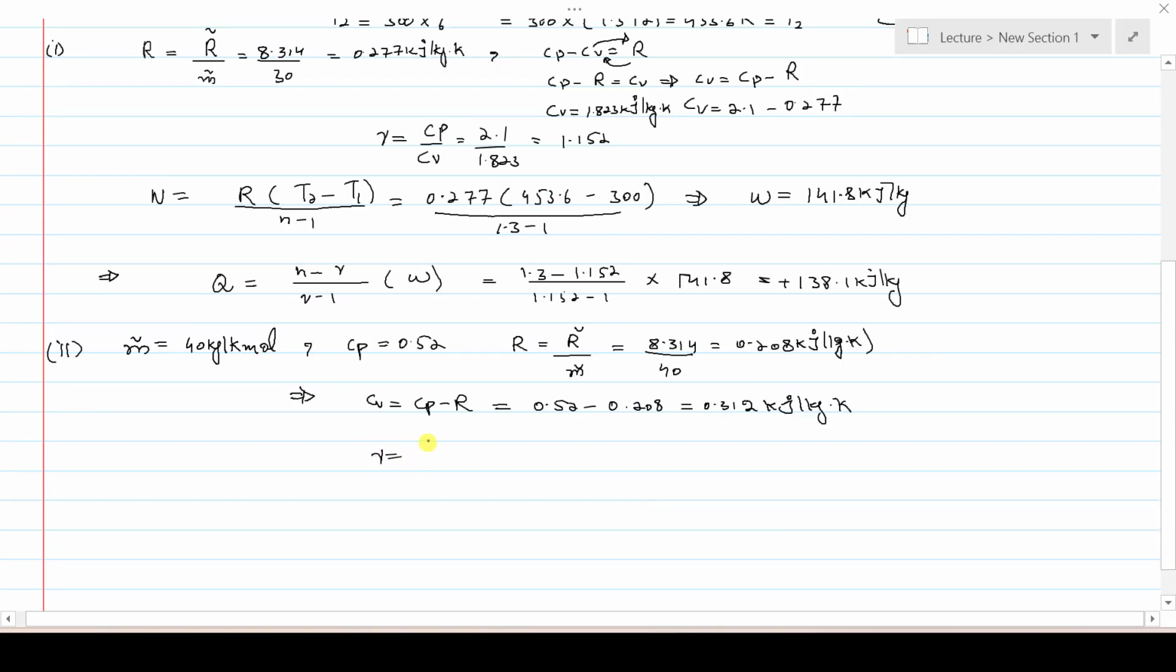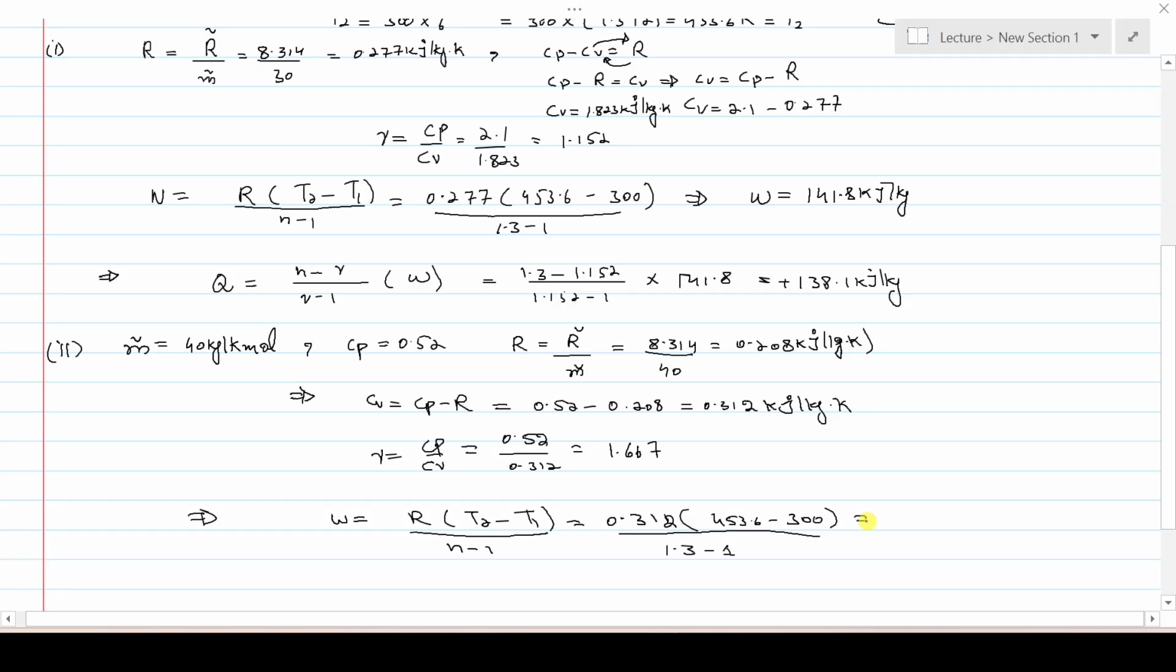The gamma value for this case is Cp divided by Cv. After solving this, you will get the gamma value, which is 1.667. Now the work input required in this case, when the gas is argon, is the change in temperature T2 minus T1 divided by n minus 1, times the gas constant. That is the R value, 0.208, and T2 is 453.6. After solving this, you will get the work input required in the case of argon, which is 106.5 kilojoule per kg.